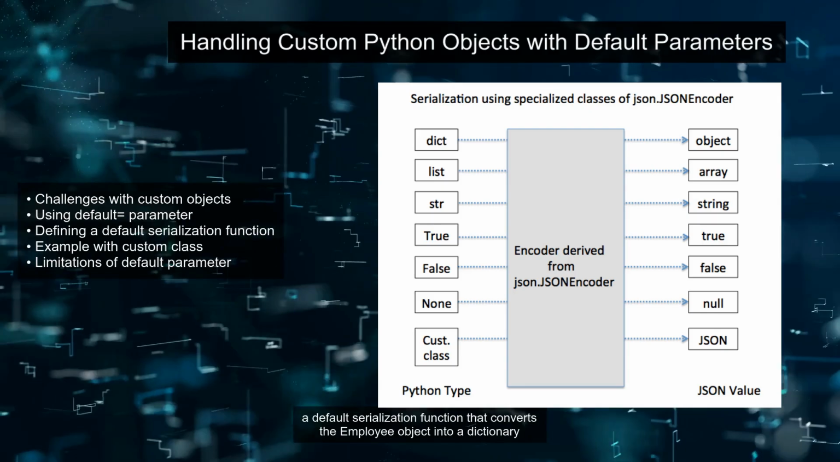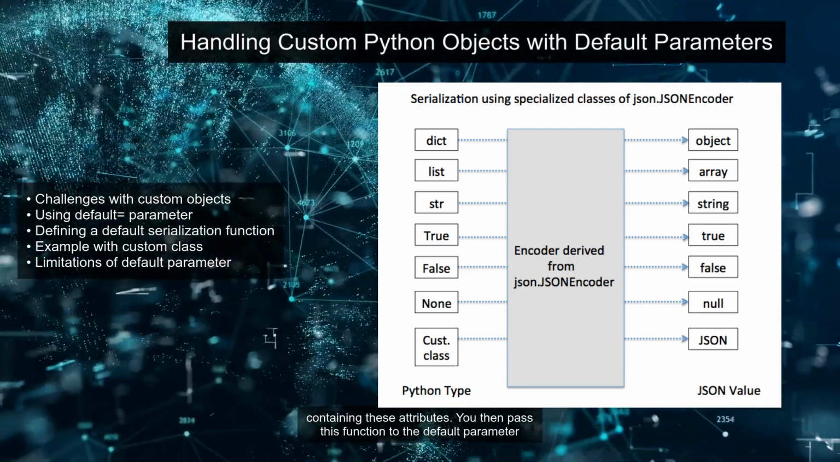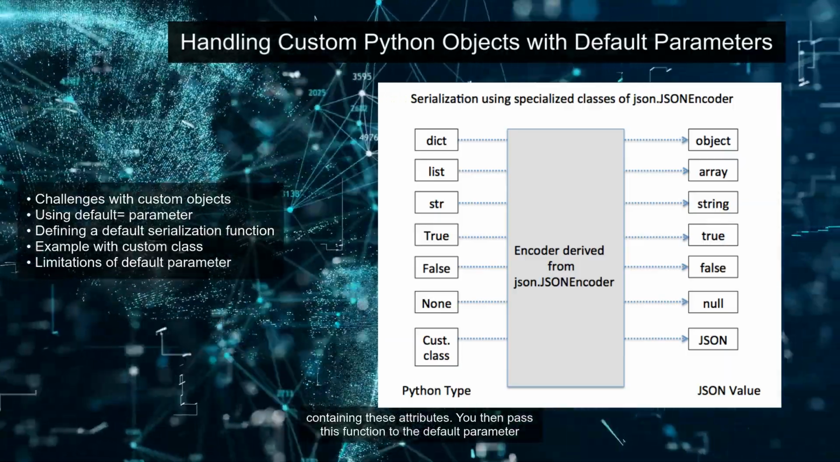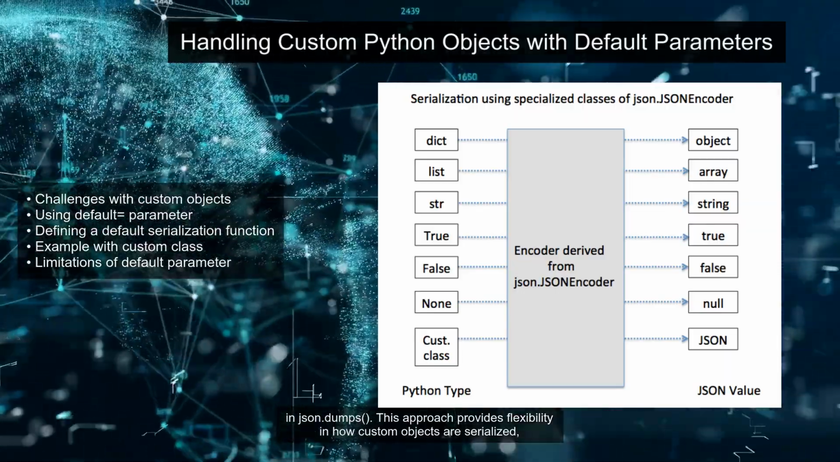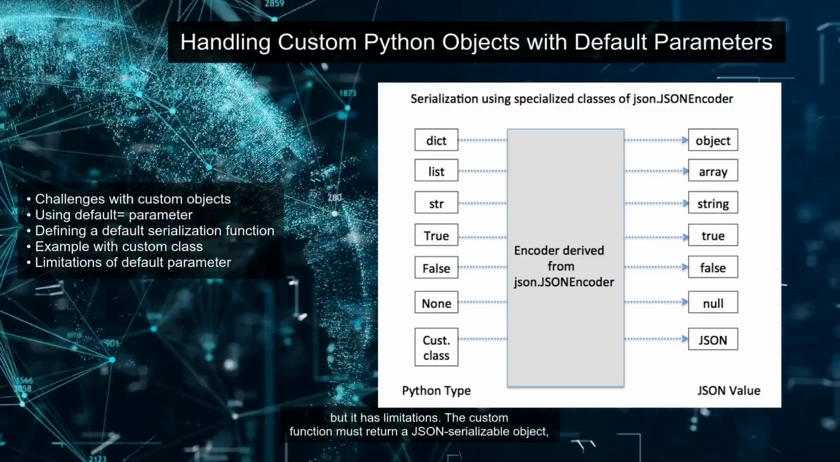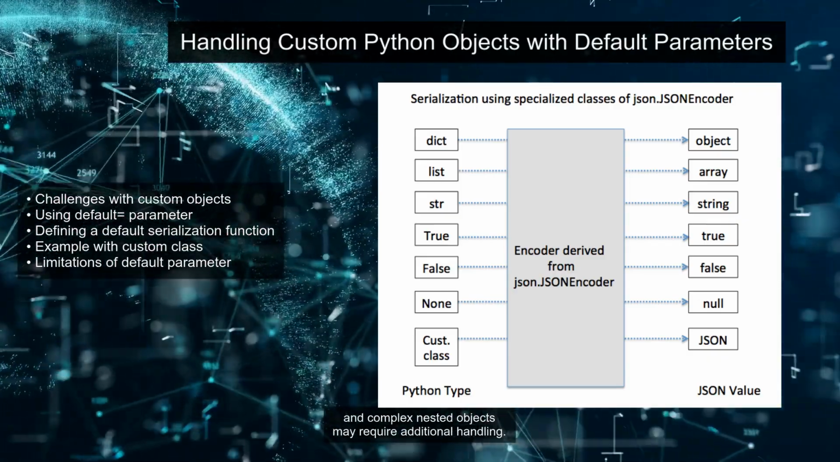you can define a default serialization function that converts the Employee object into a dictionary containing these attributes. You then pass this function to the default parameter in json.dumps. This approach provides flexibility in how custom objects are serialized, but it has limitations. The custom function must return a JSON serializable object, and complex nested objects may require additional handling.